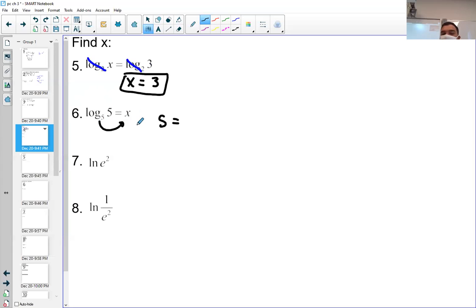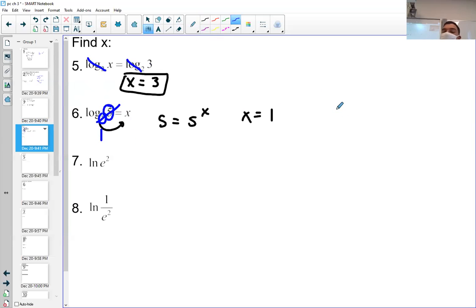So 5 equals 5 to the x power. This one you would do with mental math. What would cause 5 to become 5 in an exponent? 1. So x equals 1 in that case. Another way you could think about it is if you have the same number as the base and as the normal size number, you can cancel them out and it will become 1 also.